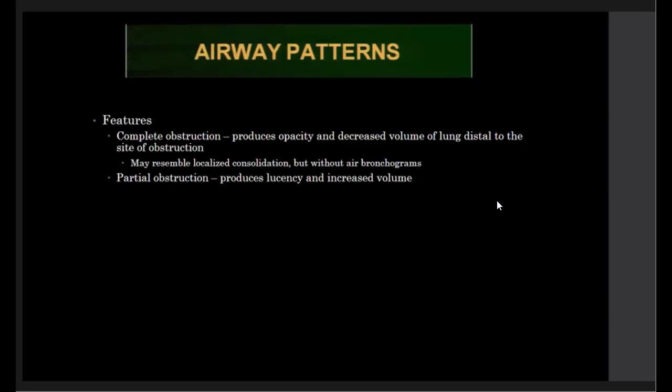Features: if it is complete obstruction, it produces opacity and decreased volume of the lung due to the site of obstruction. It may resemble collapse, as we said in the previous lectures, and may resemble localized consolidation, but without air bronchogram. Another pattern can be partial obstruction, which produces lucency and increase in volume, and we will see some examples.